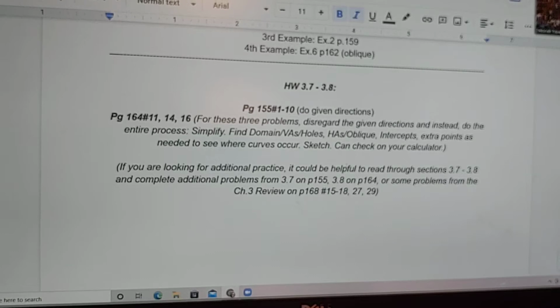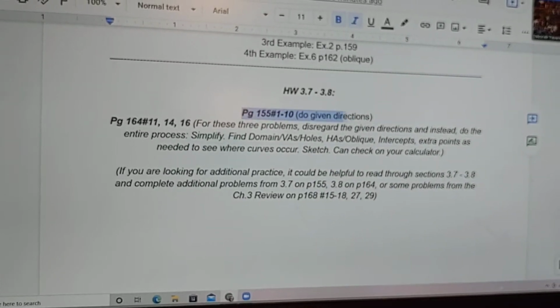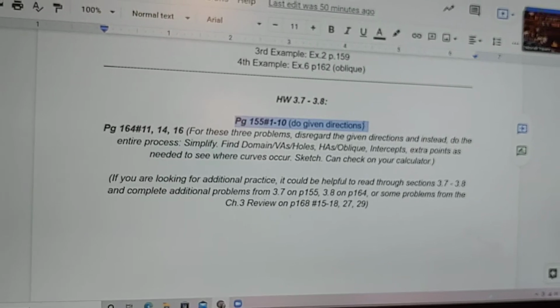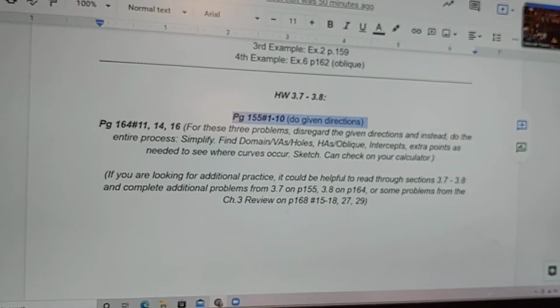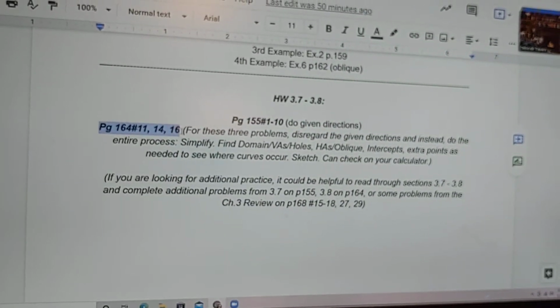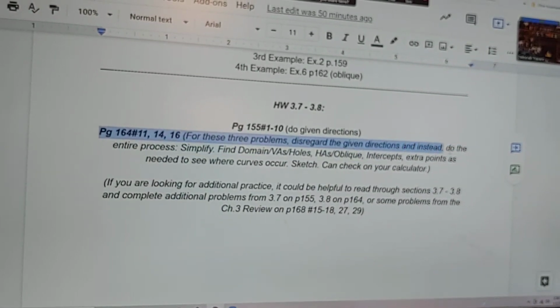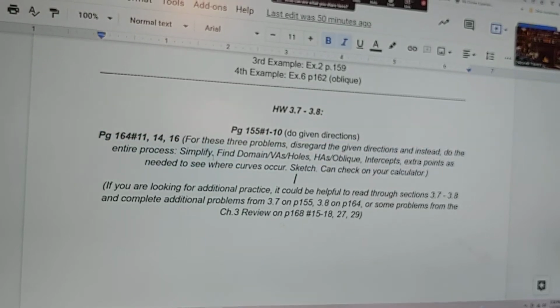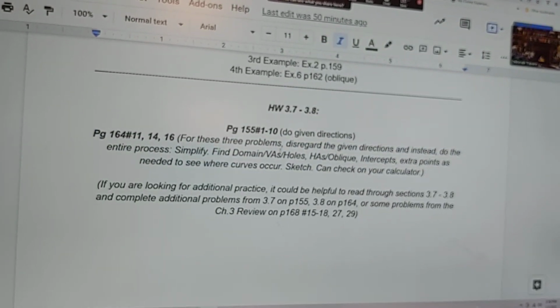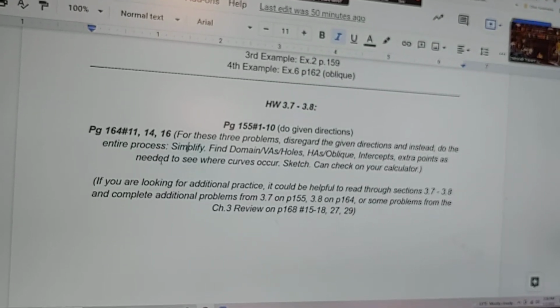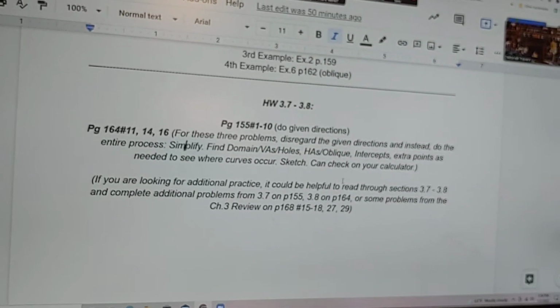And then for homework, I'm going to have you do 10 questions, which kind of just give me an idea that you can follow certain parts of the process. You can follow the directions in the textbook. Then you're going to do it with 3 graphs. You're going to go through this whole process on your own. Don't even use the given directions. Just go right to the whole process, which is simplify, domain, vertical asymptotes, holes, horizontal asymptotes, oblique, intercepts, extra points as needed, sketch, check on your calculator.